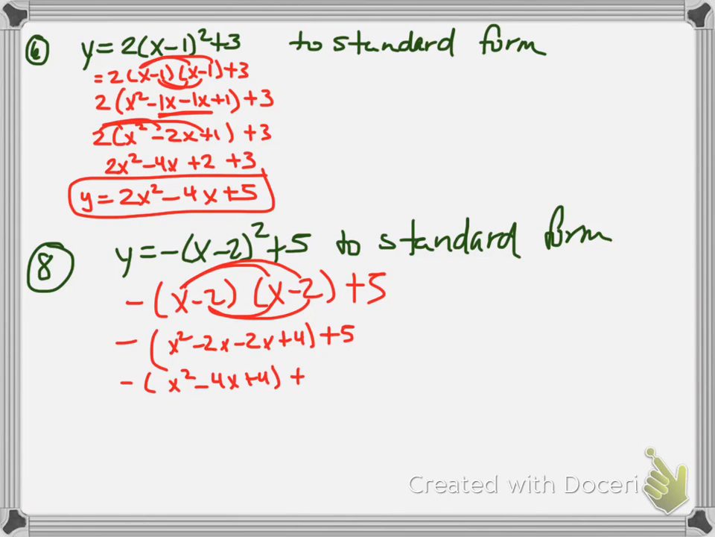But now I have a negative up in the front. So what do I need to do with that negative? Everything inside gets multiplied by it, so it changes its signs. But don't forget, you still have that plus 5 at the end. So for the final answer, y equals negative x squared plus 4x plus 1, because it's a negative 4, and then a plus 5, so it becomes a positive 1.